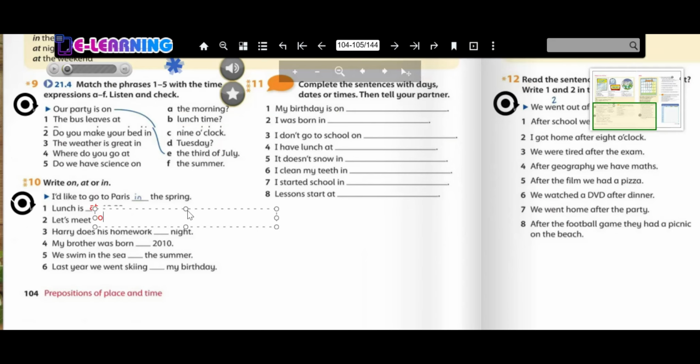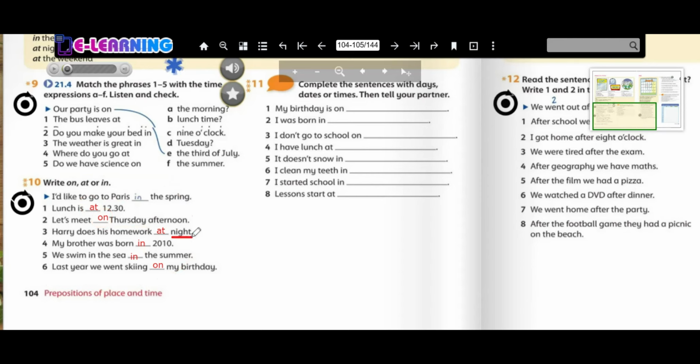All right, now these are the answers for exercise 10. Right, let's look at number 1. Lunch is at 12:30. Why do we use "at"? Because 12:30 is the exact time. Number 2, why do we use "on"? Because Thursday is the day, so that's why we use "on".